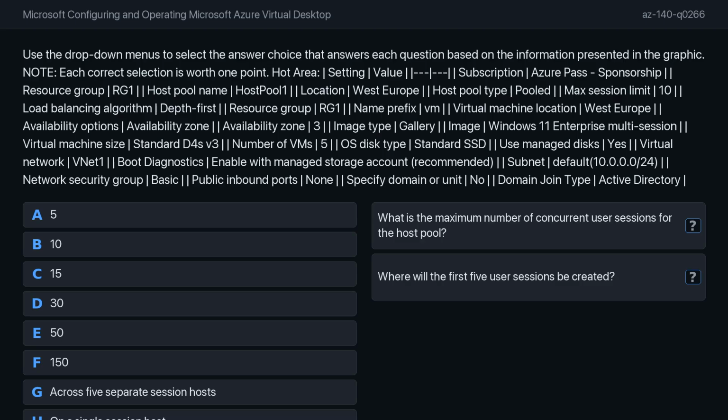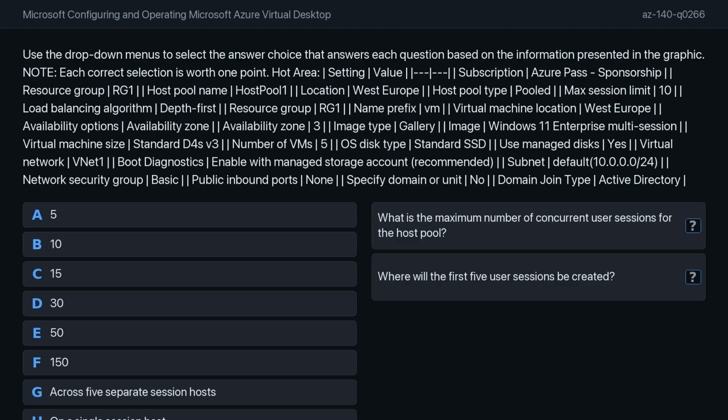Row 17, OS Disk Type, Standard SSD. Row 18, Use Managed Disks, Yes. Row 19, Virtual Network, VNet1. Row 20, Boot Diagnostics, Enable with Managed Storage Account Recommended. Row 21, Subnet, Default 10.0.0.0/24. Row 22, Network Security Group, Basic.